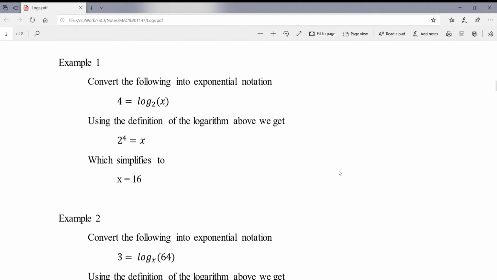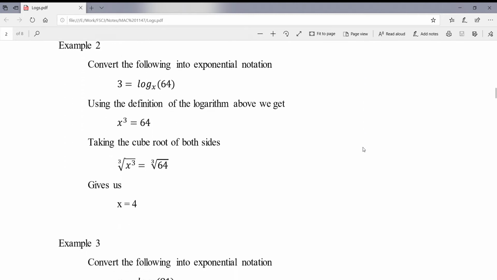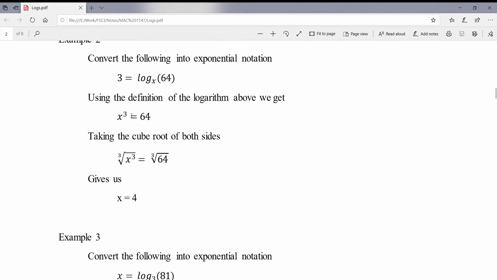Example number 2. Convert the following into exponential notation. 3 is equal to log base x of 64. Using the definition of logarithm, we get the following. X to the 3rd power is equal to 64. This one can also be simplified. Taking the cube root of both sides, I get the cube root of x cubed is equal to the cube root of 64, and the cube root of 64 gives me a 4, so I get x is equal to 4.